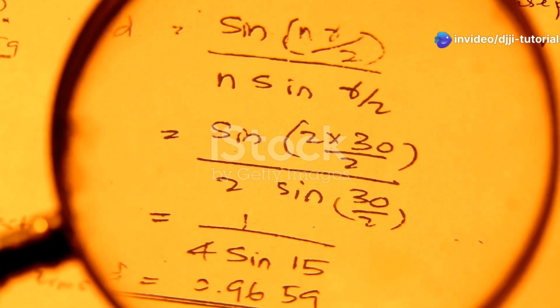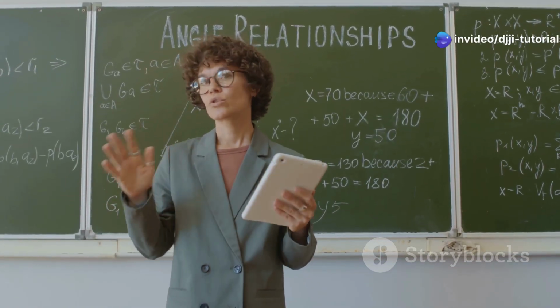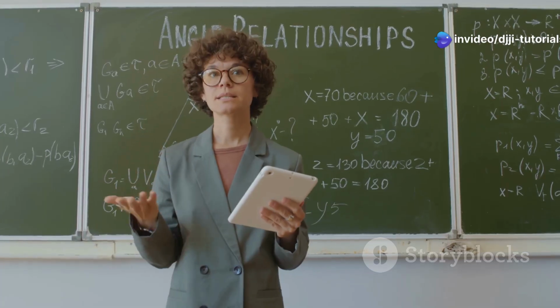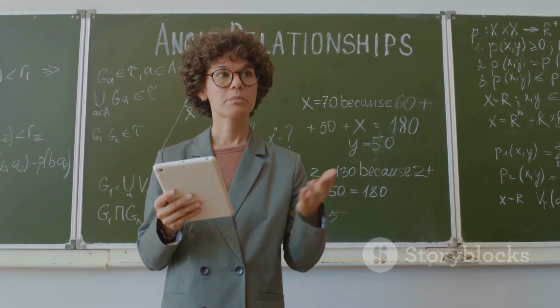Double angle identities in trigonometry express trigonometric functions of a double angle, 2 theta, in terms of trigonometric functions of the single angle, theta. Examples include sin 2 theta equals 2 sin theta cos theta, cos 2 theta equals cos squared theta minus sin squared theta, and tan 2 theta equals 2 tan theta over 1 minus tan squared theta.